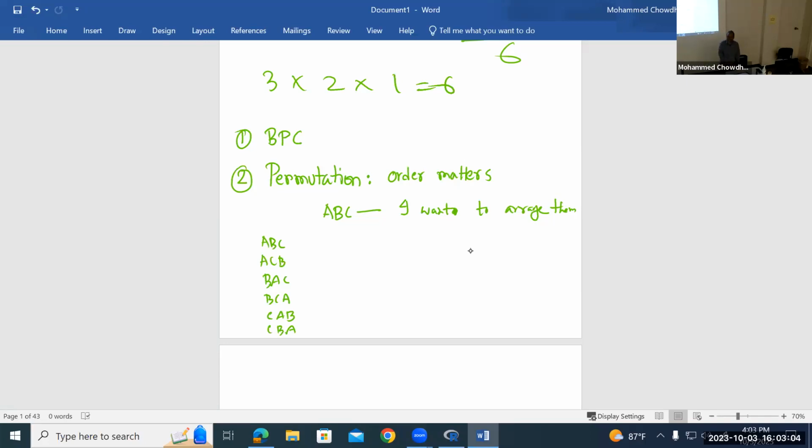Okay. But how can I find these? By using a mathematical formula. BPC we computed by using a mathematical formula, right? What is the mathematical formula?